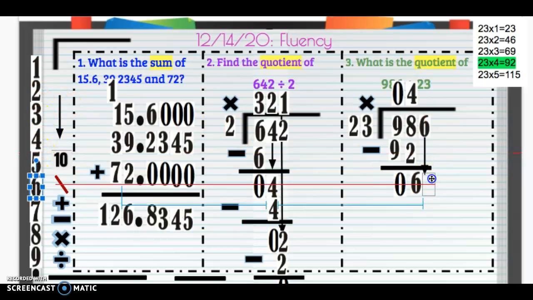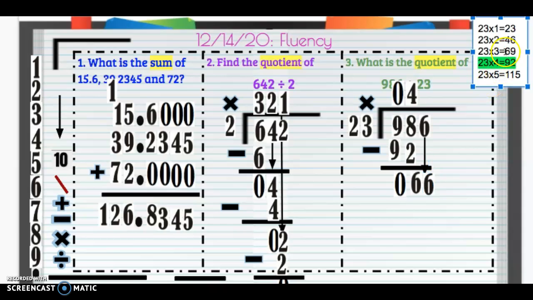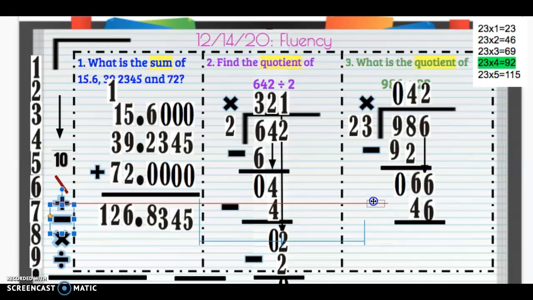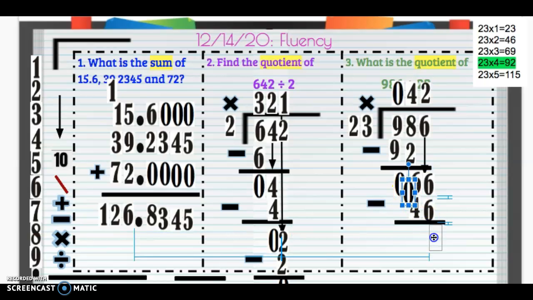And now I have to get close to 66. Going back to my multiplications, 23 times 3 is 69. That's too big, so I have to choose 2. So 2 times 23 equals 46. So I'm going to put my 4 and then my 6, and then I'm going to subtract. 6 minus 6 is 0. 6 minus 4 is 2. So I have 20.